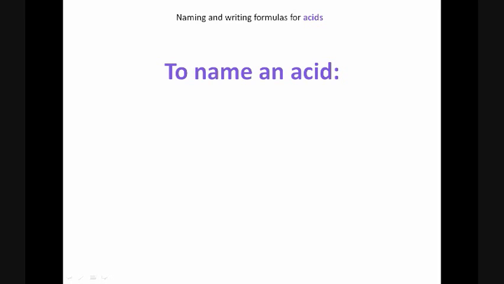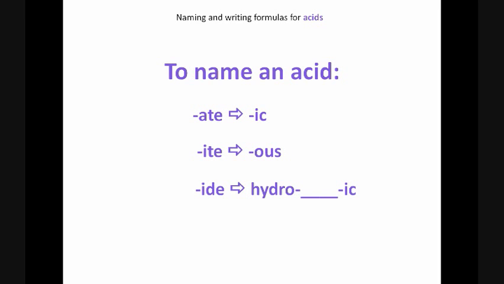The most important thing to remember is this special pattern we use for naming acids. It goes like this: ate to ick, ite to us, ide to hydro-ick. Again, that's ate to ick, ite to us, ide to hydro-ick. This pattern is how we determine the names of the acids we'll be working with. We take whatever their original ending is and change it based on this pattern. So any name that ends with ate will now end with ick. And any name that originally ends with ide will now change so that it starts with hydro and ends with ick. Let's see how this actually works.